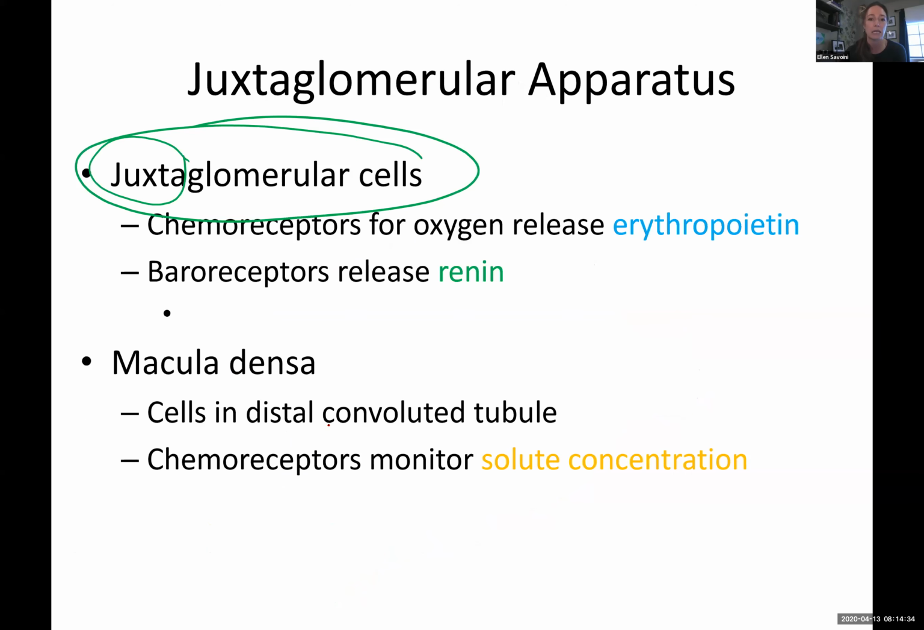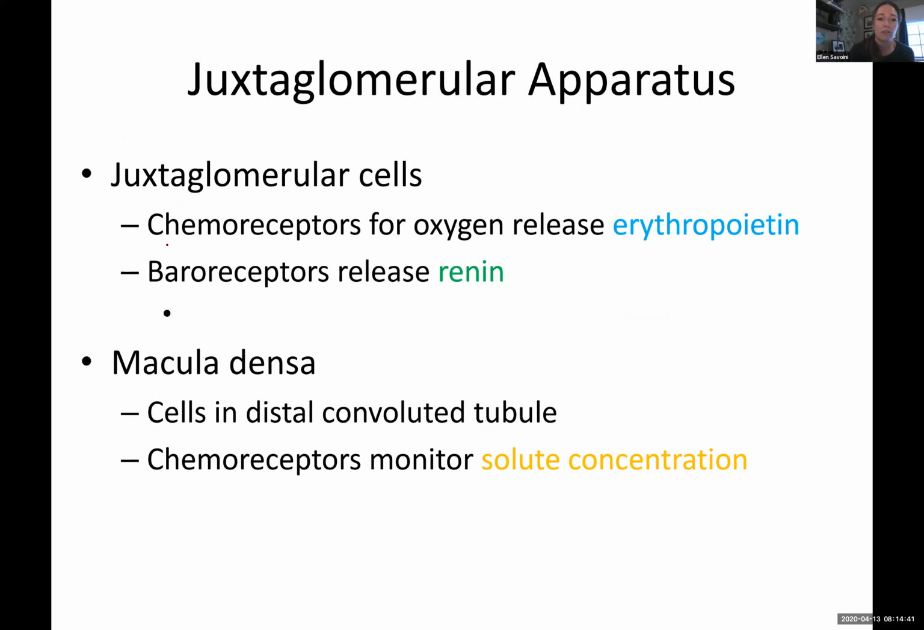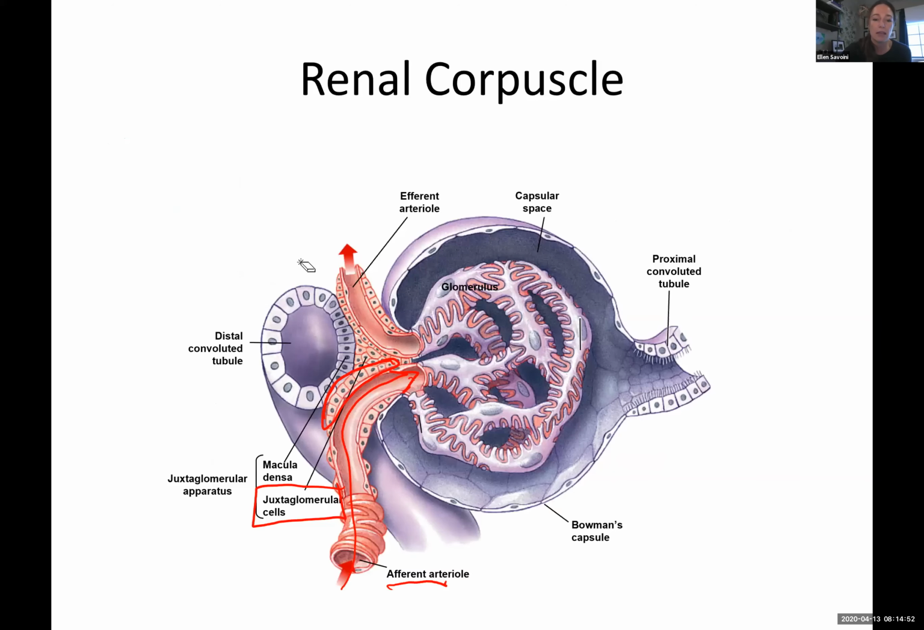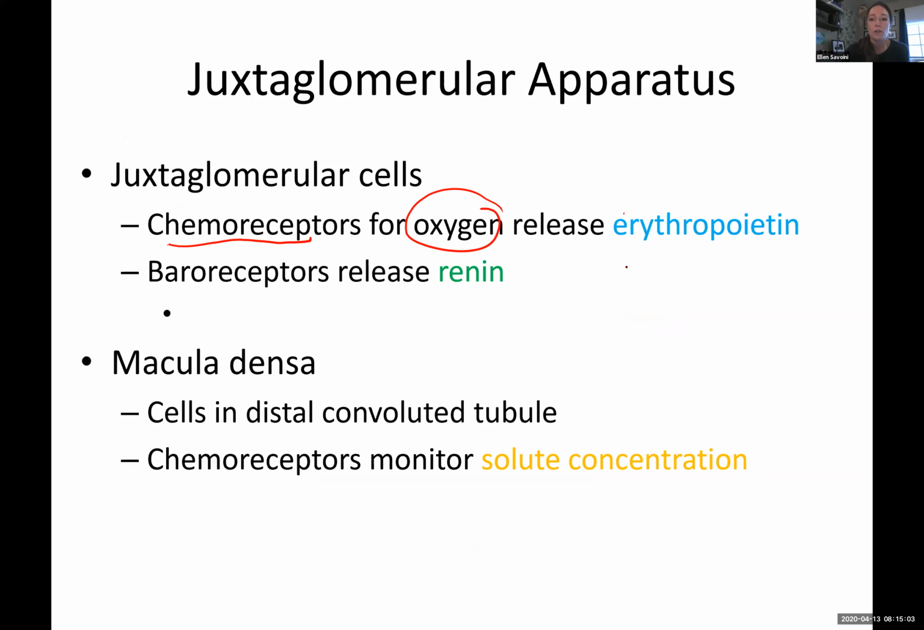So I'm gonna go back to here. It is within these juxtaglomerular cells that we're checking out the blood, and we have chemoreceptors and baroreceptors. So the chemoreceptor, the particular chemical it's looking for, is actually oxygen. So in this case, in the blood, if we have, let me erase all this here, if we have low O2, because maybe you're up at altitude, then you're gonna release erythropoietin.